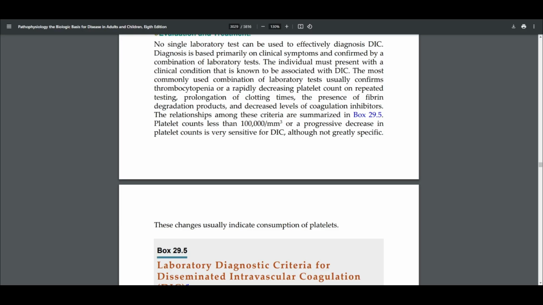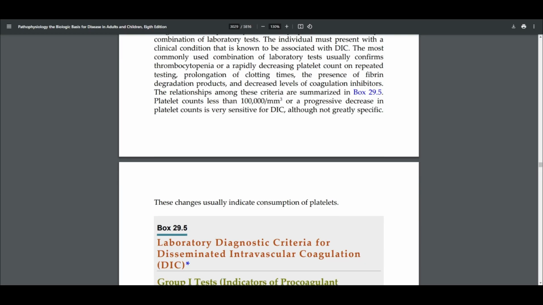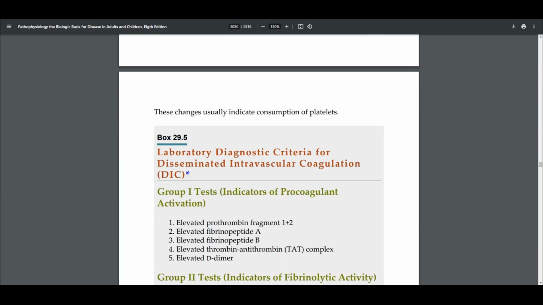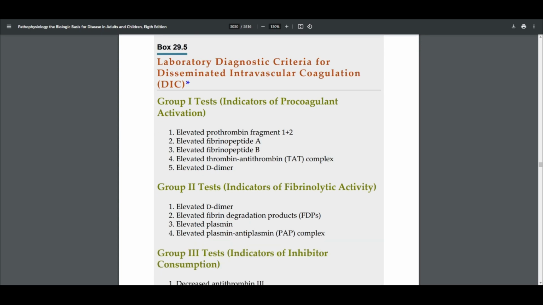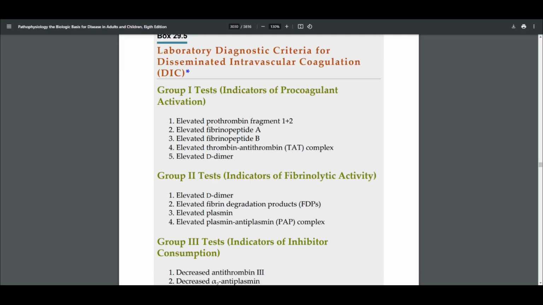The relationship between the criteria is summarized in the following box. Your platelet count must be less than 100,000, or a progressive decrease in platelet count is very sensitive for DIC. Although not greatly specific, these changes usually indicate consumption of platelets. So here you see the lab diagnostics. So again, a good spot to hit pause so you can review.